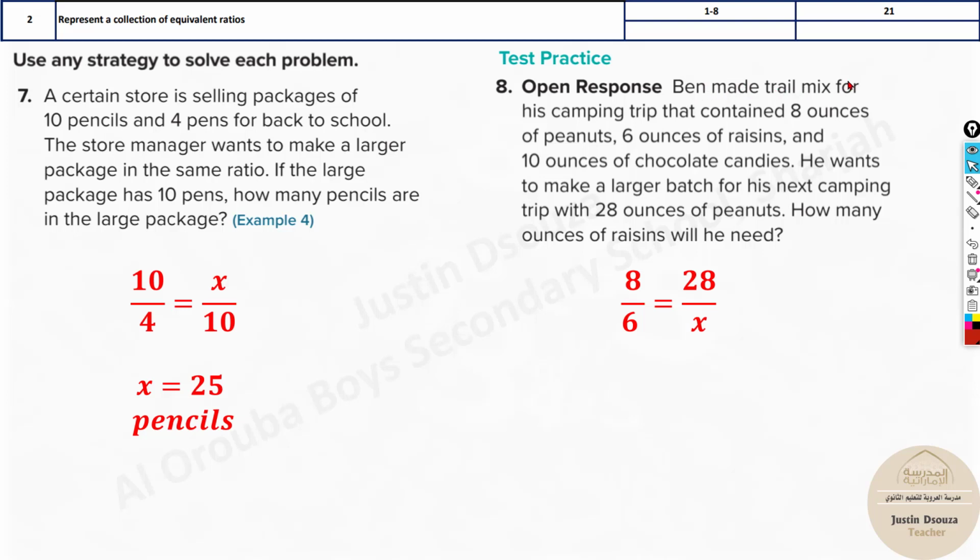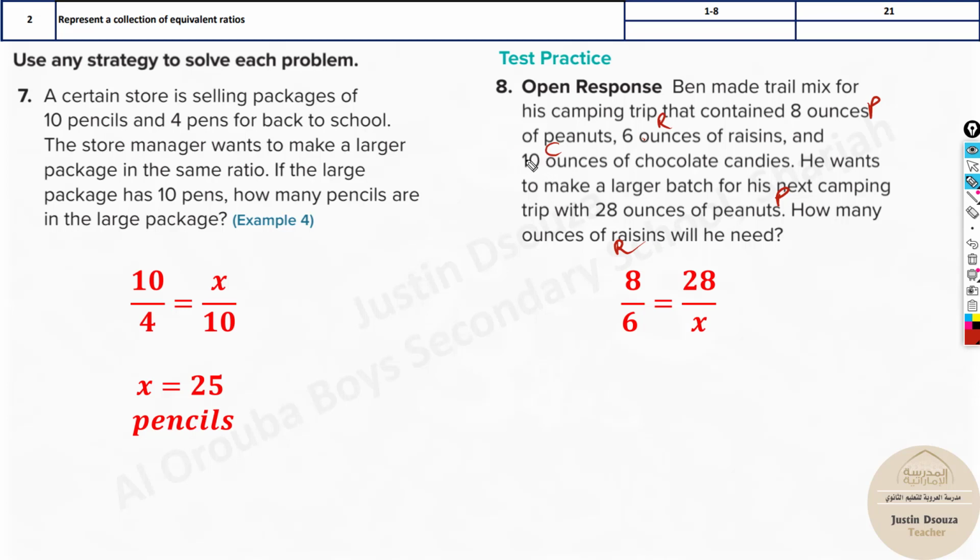Ben made trail mix for his camping trip that contained 8 ounces of peanuts, 6 ounces of raisins, and 10 ounces of chocolate candies. Okay, there are 3 things: peanuts, raisins, chocolate candies. He wants to make a larger batch for his next camping trip with 28 ounces of peanuts. How many raisins are required?